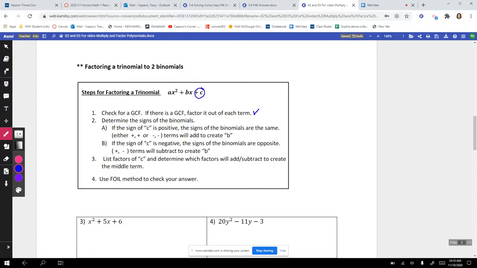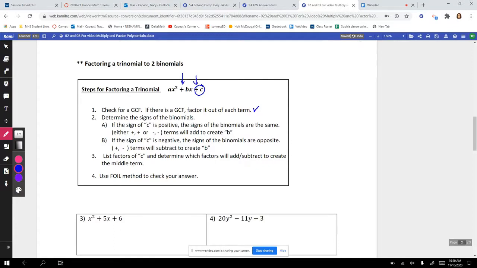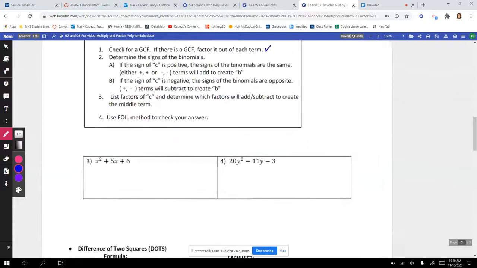If that's positive, it means that the signs are the same. They're either going to be both positive or both negative. That depends on the sign that's there. Or if this value here is negative, then I know I have opposite signs. And then we're going to play around with the numbers. We're looking at factors, things that I add together. And again, you can always use FOIL to check your work.